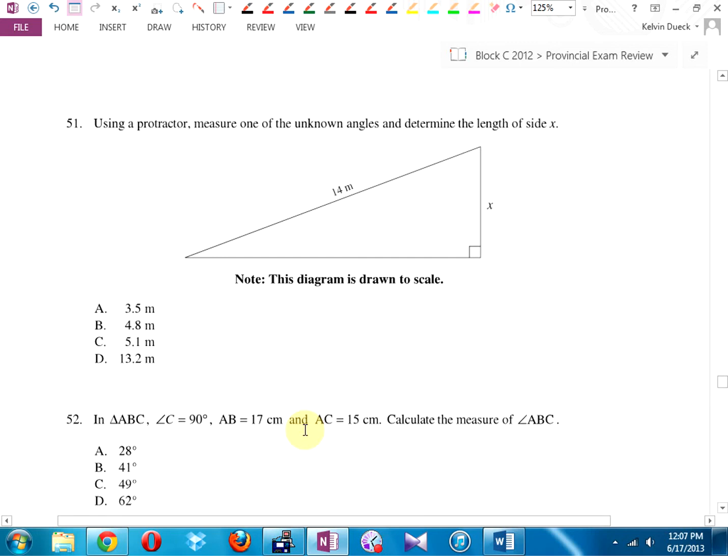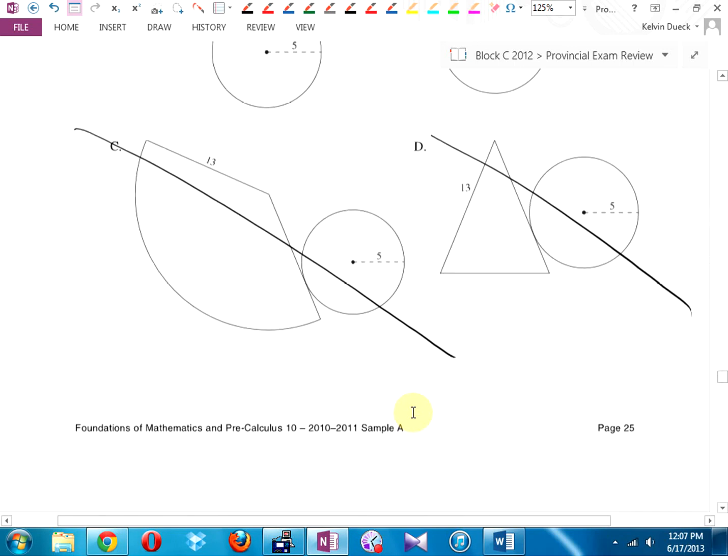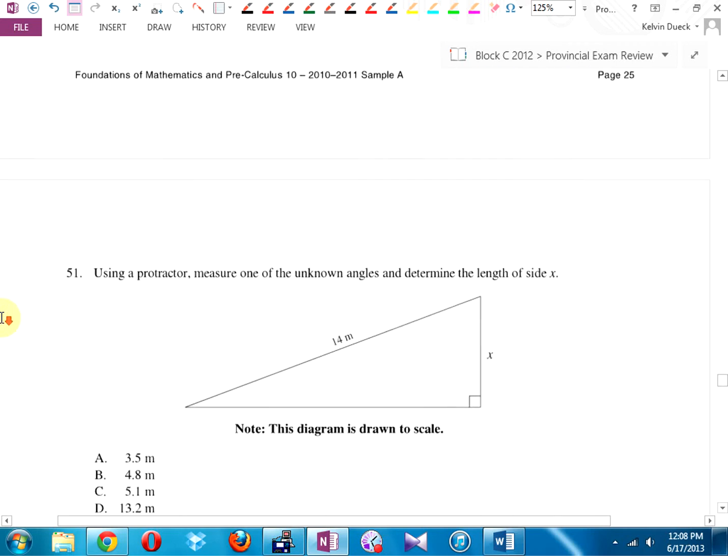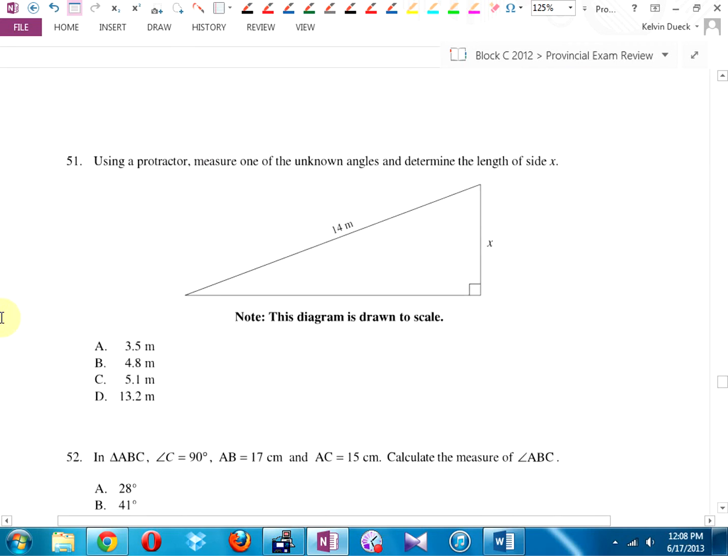Number 41, using a protractor. Now, I need to double check. I don't think a protractor is mandatory. It says measure one of the unknown angles and determine the length of side X. As far as I know, a protractor isn't mandatory, and also my computer screen warps angles and makes shapes look different. As an example, this looks like a circle on my screen, but it looks kind of stretched for you guys because the projector also warps things and my screen warps things. So I don't know if I can do this one, but anyhow, we're going to pass number 51 then.